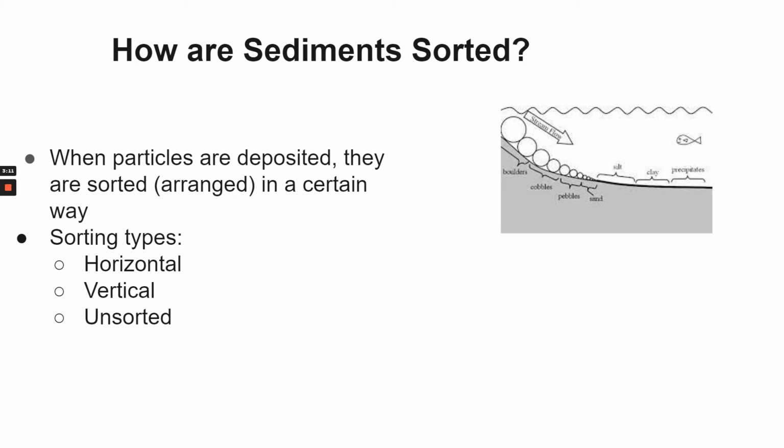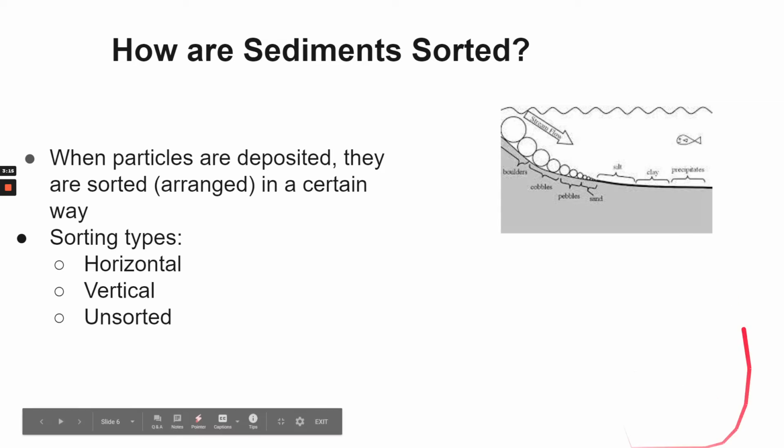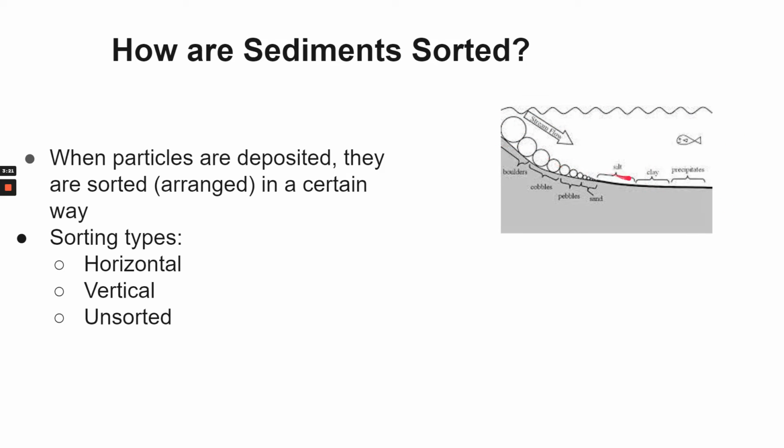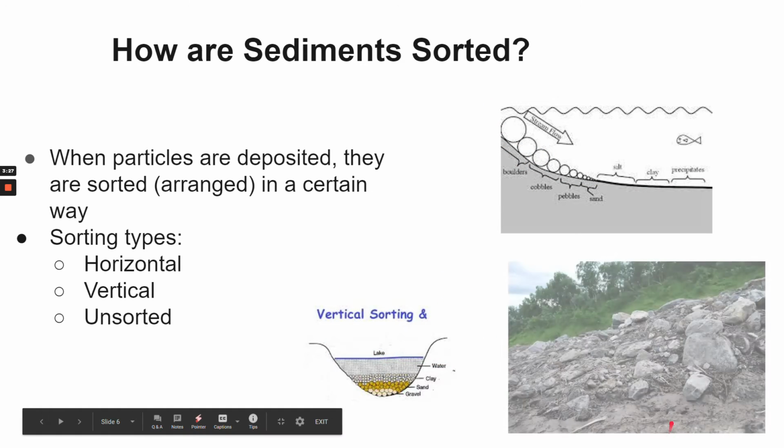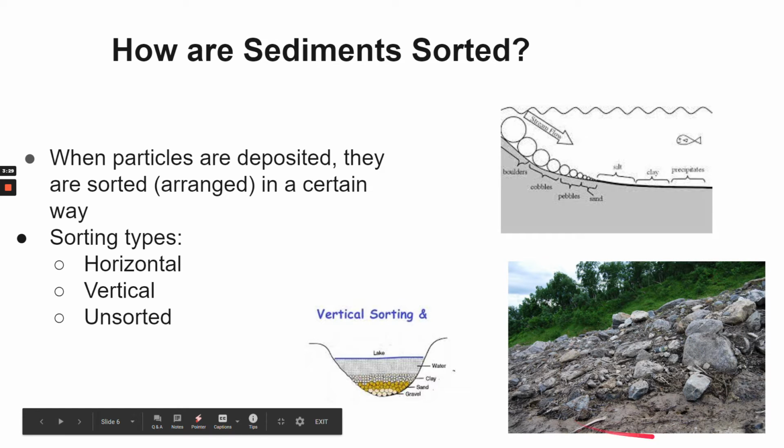So here's an example of horizontal sorting. You have largest particles here, so this is a stream, this is an ocean. So here we have largest all the way out to smallest particles, so this is called horizontal sorting. We have vertical sorting, and then we have unsorted, so all these particles are mixed sizes.